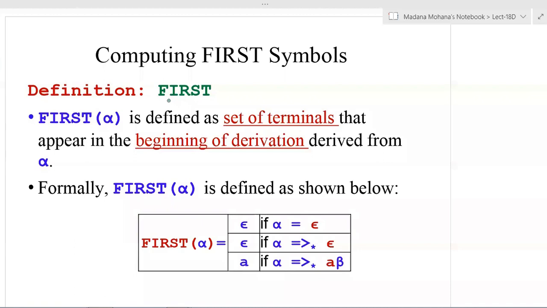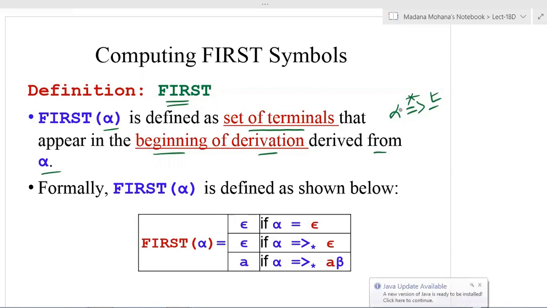First, how to define the first value. Suppose first of alpha, let us say alpha is inside the function. It is defined as the set of terminals that appear at the beginning of derivations derived from alpha. Suppose you derive from alpha in 0 or more steps. Whatever you get, the starting terminals on the right-hand side can be treated as first values. So first of alpha is equal to the terminal on the right-hand side of the derivation.